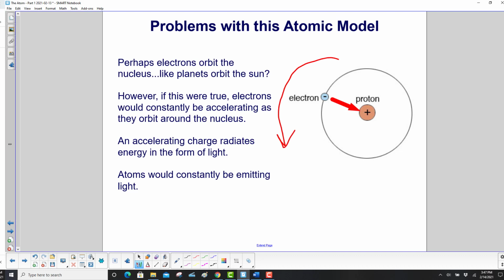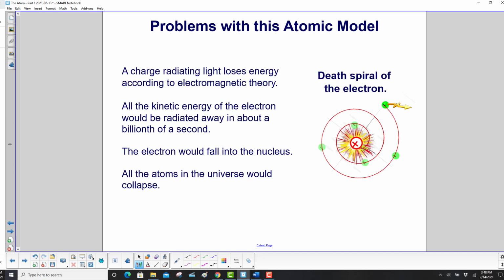However, if this were true, electrons would constantly be accelerating as they orbit around the nucleus. Right? Their direction of velocity keeps changing. An accelerating charge radiates energy in the form of light. Atoms would constantly be emitting light. A charge radiating light loses energy according to the electromagnetic theory. All the kinetic energy of the electron would be radiated away in about a billionth of a second.